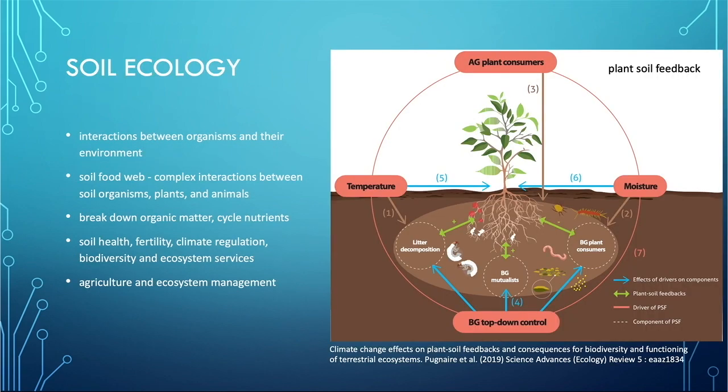So soil ecology is actually the interactions between organisms and their environment. And the soil food web is a complex of interactions between soil organisms, plants, and animals. So the soil food web is basically how these organisms interact, how they feed each other, and how everything is being produced by this feeding mechanism and the strata between them, the different tiers of their function, and how that feeds back into the plant, and vice versa, how the plant feeds the system.